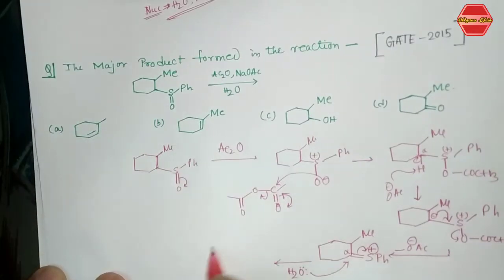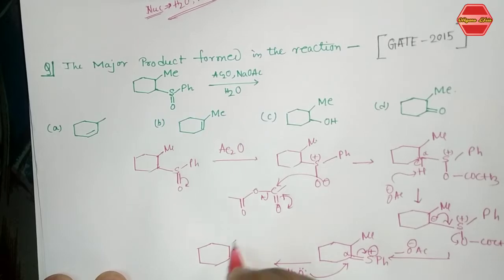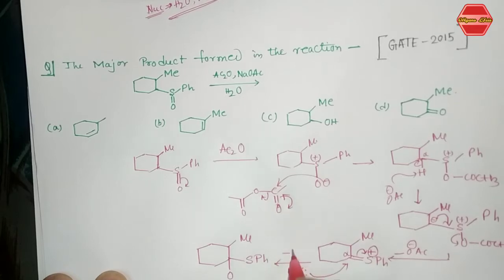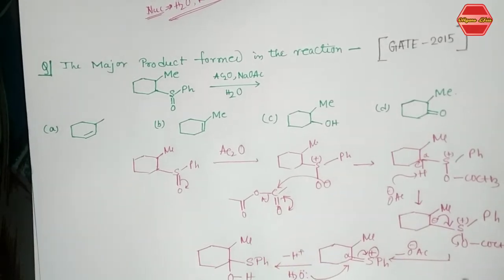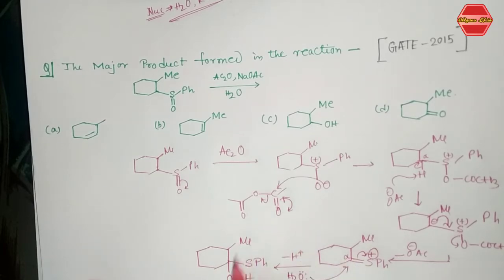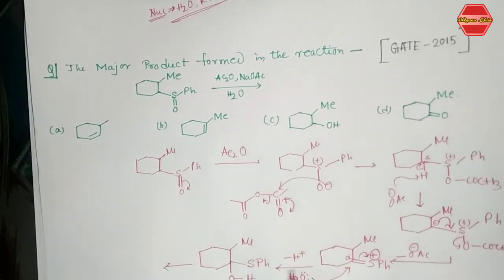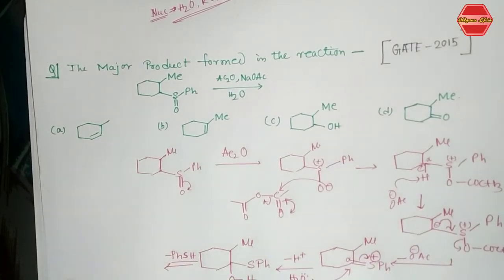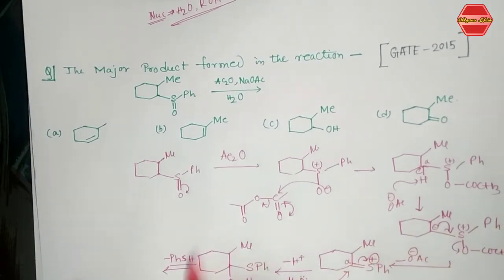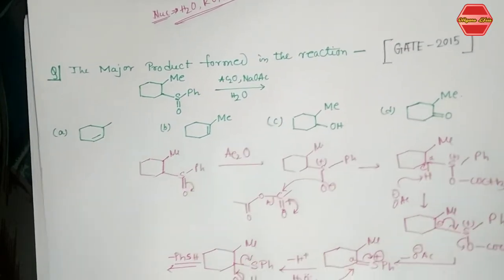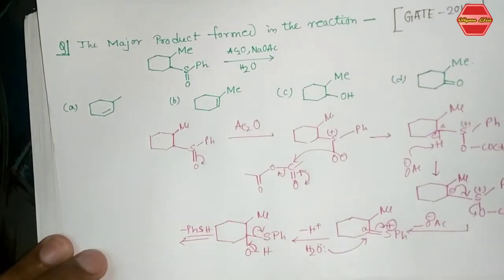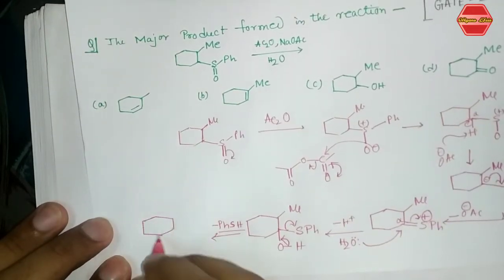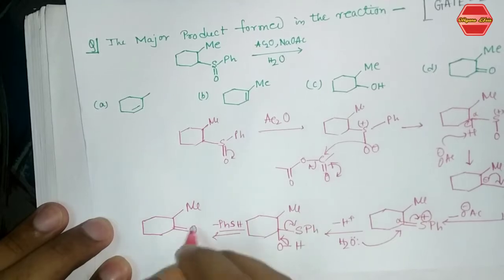Now the ultimate product we get is this one. This is your SPh, and I have written over here minus H plus. So ultimately we get this product like this. Now this PhS is very easily a leaving group from the system as PhSH, that is minus PhSH, that is phenyl sulfonic acid. Okay, it will easily leave from the system this way, and after leaving of PhSH, we get our desired product, that is our ketone.